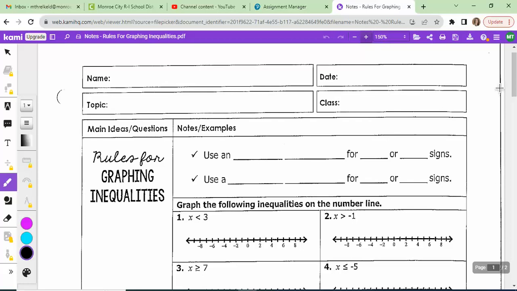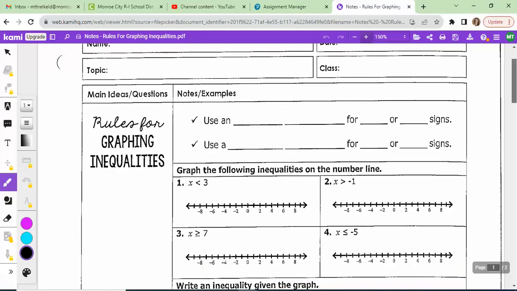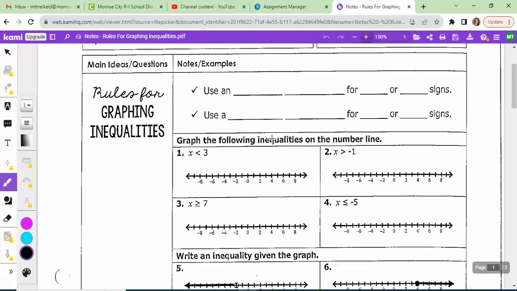Okay, so we just got done doing all the equation stuff. Next comes inequalities. When I say inequality, what do we have in that? What is an inequality? It could have, instead of an equal sign, the greater than or less than.